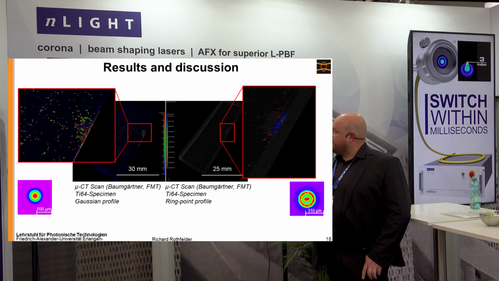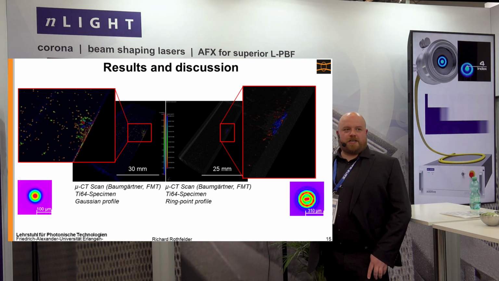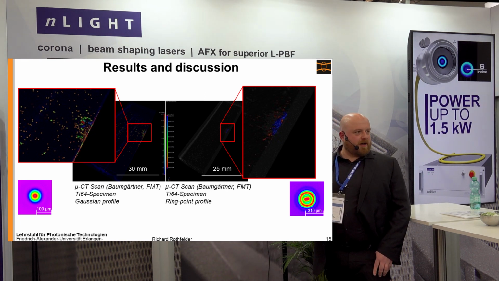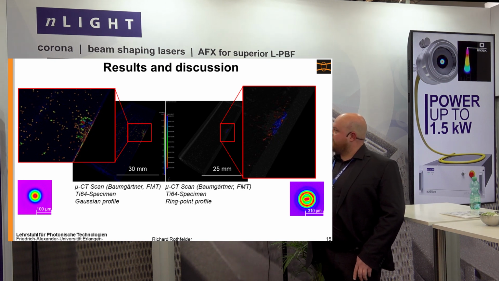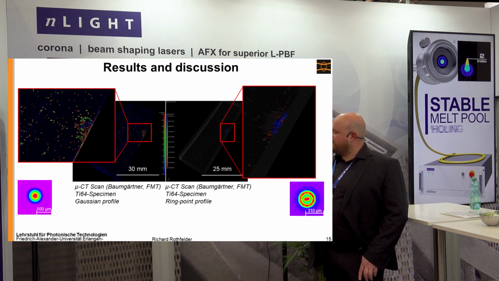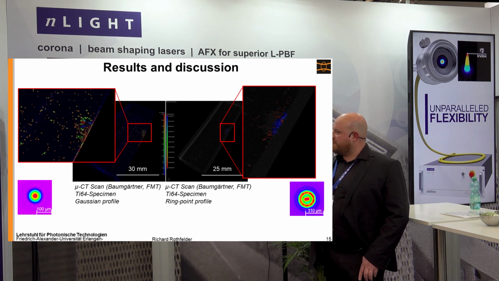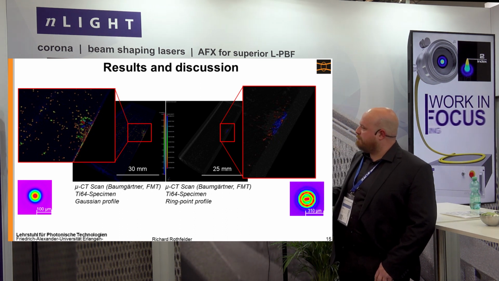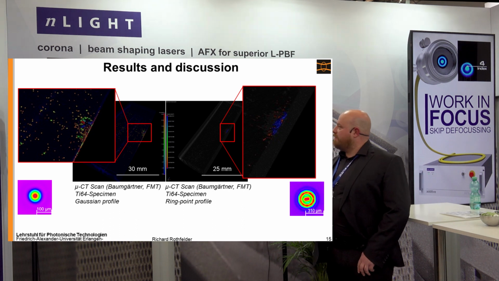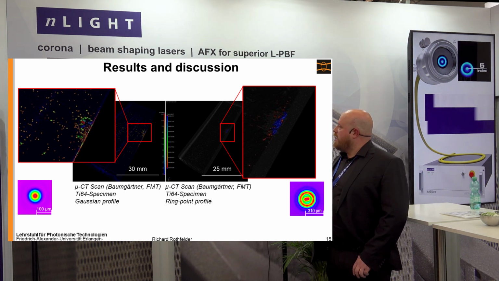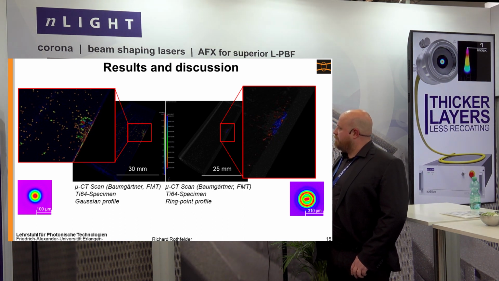In the meantime, we double-checked our results because, okay, this was just on the surface and maybe we were missing some parts. But there again, tungsten particles prove very valuable as tracer particles because they are extremely dense, and therefore we are able to detect them via a micro-CT scan. There I have to thank my colleague Benjamin Baumgärtner from the FMT, colleague from the CRC also. And here we see the same results.